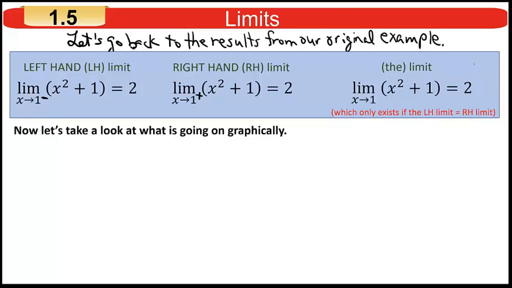It might be beneficial to look at what's going on graphically when you're doing this. I did it with tables and I didn't really look at a graph, but it's probably helpful to see what's going on graphically. That function f of x equals x squared plus 1, if you graph it, it's just a parabola.